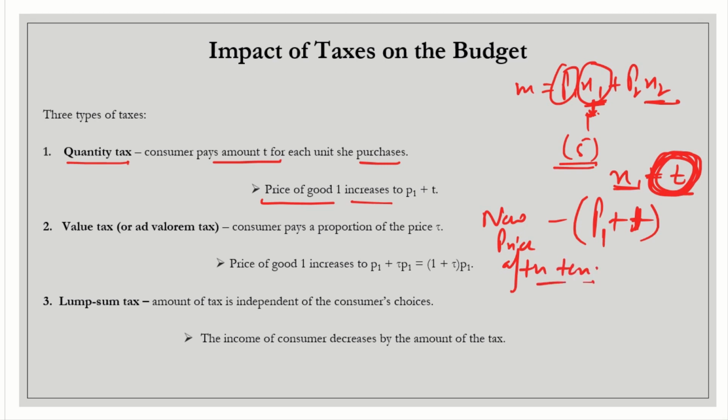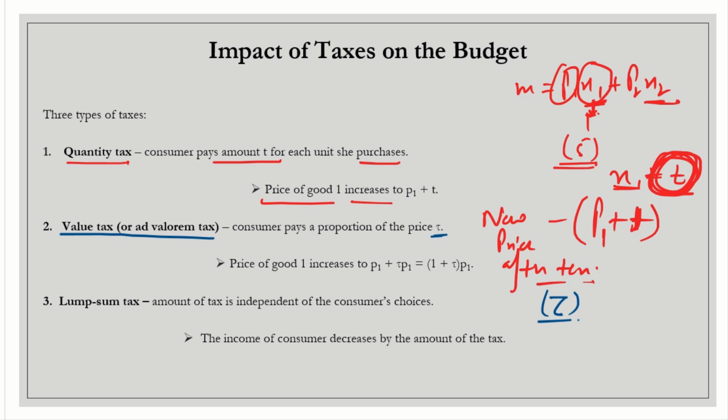All right, so this is clear, right? So now let's talk about the next point. The next point states that VAT, value added tax, or what we also call ad valorem tax. It's denoted by tau, the Greek symbol tau. Basically this is paid in proportion of the price.